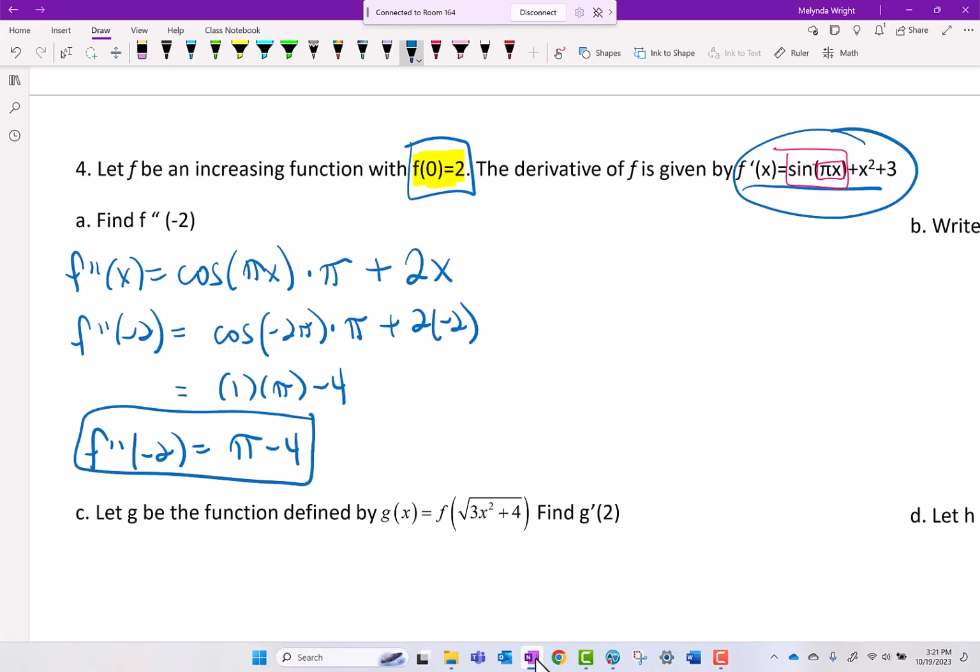Okay? Is everybody all right? Yes? Okay, I'll pause for just a moment, just make sure we're all together.